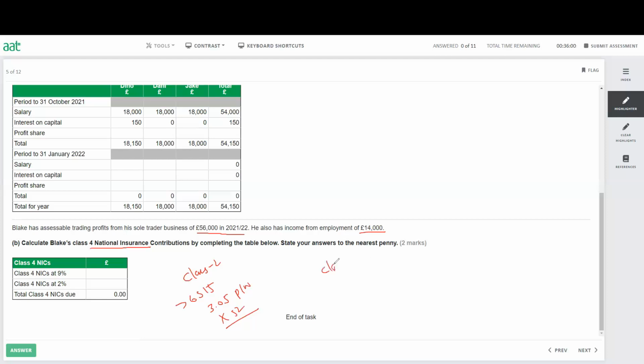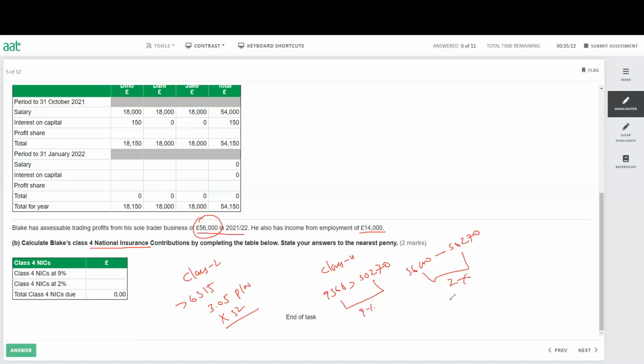The class 4 is also simple, it's not very difficult. The threshold is 9,568. So if it is more than 9,568 and the higher threshold is 50,270. So between 9,568 and 50,270, the rate is 9%. And if the trading profit is more than 50,270, the rate on the difference between these two will be 2%. So we have here 56,000. So 56,000 minus 50,270. Here I need to calculate 2%. That's it. So let's do that.